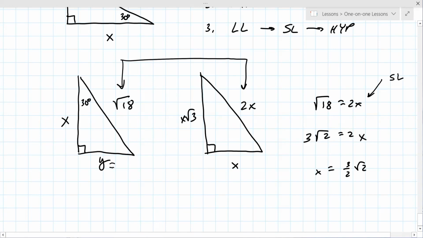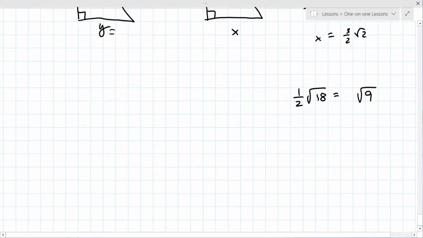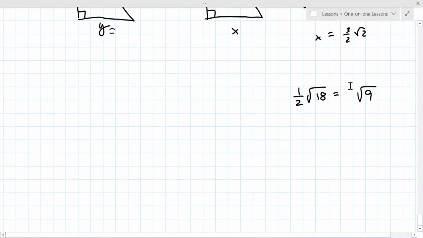Why wouldn't you just take half of 18, which is square root 9, and you get 3? Well, what you just said is one half of the square root of 18 is the square root of 9. Okay. How do I prove this to you is wrong? I just don't understand how that works.